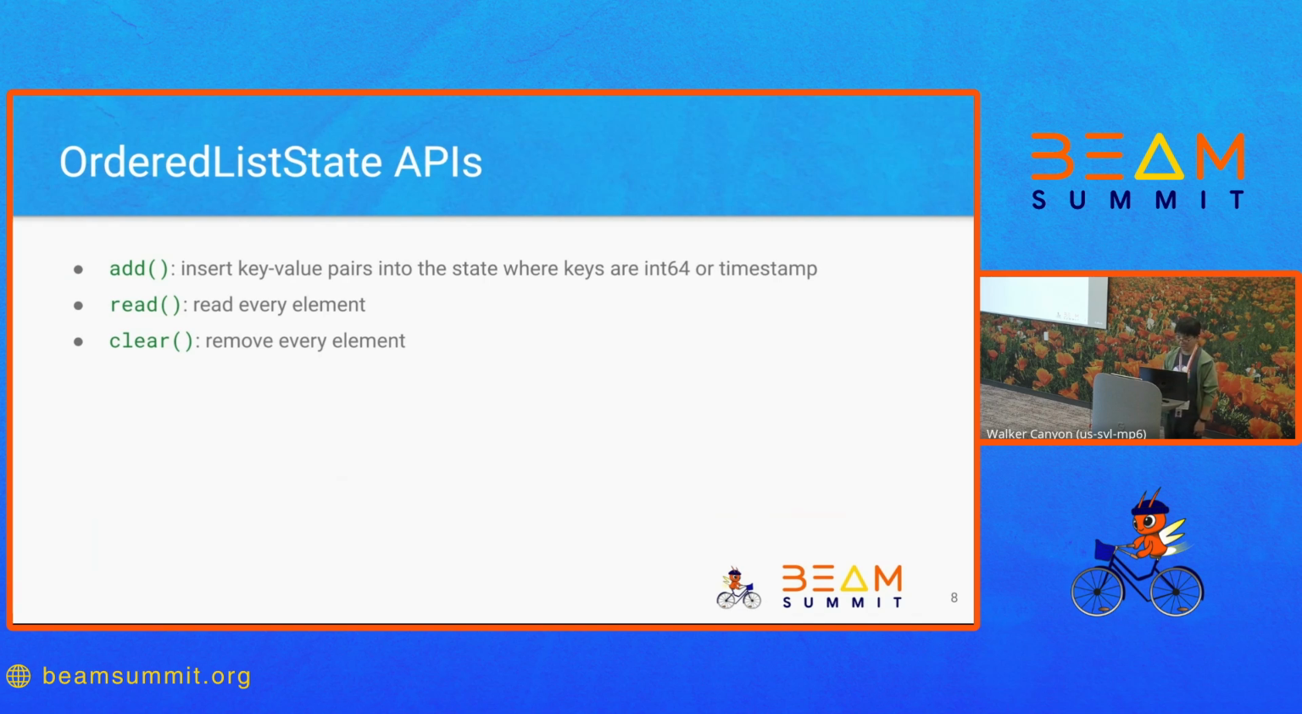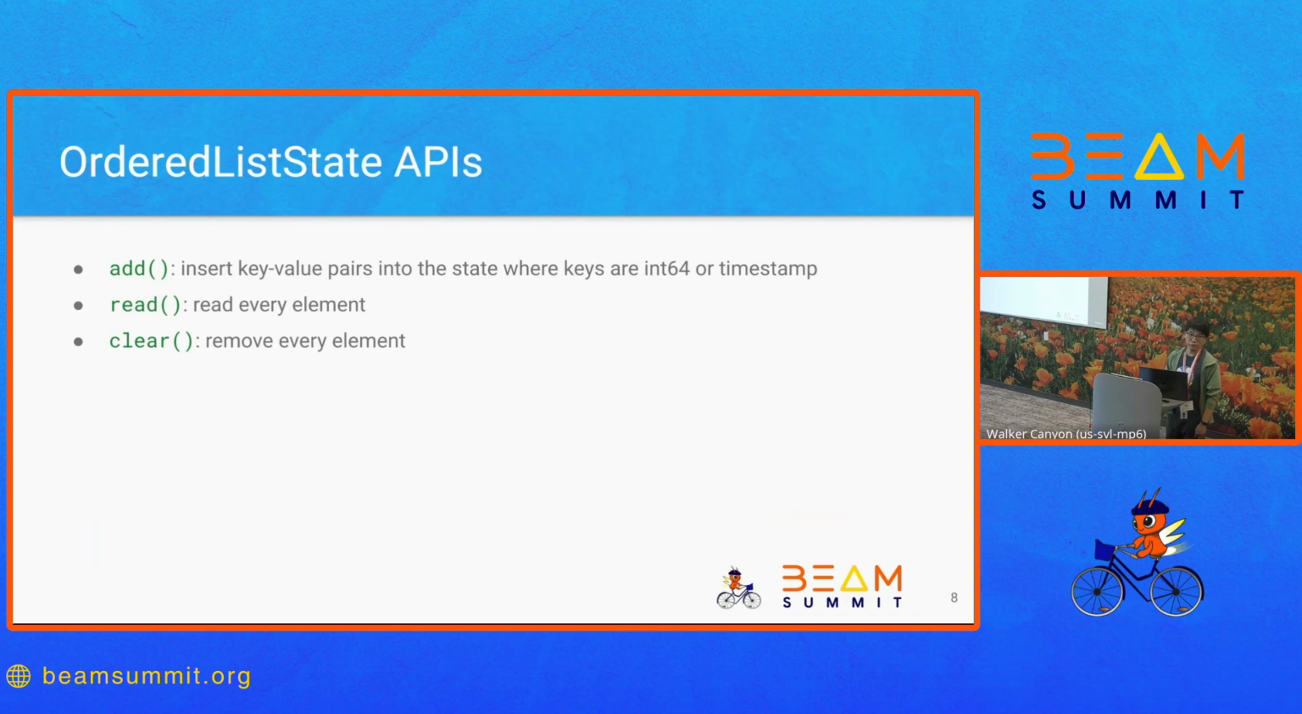The add API inserts elements to the state. The elements in the ordered list state are key-value pairs where keys can be timestamp or int64. Internally, keys are stored as int64 anyway. We follow the multimap semantic where a key can associate with multiple values. That means that you can have multiple entries with the same timestamp.